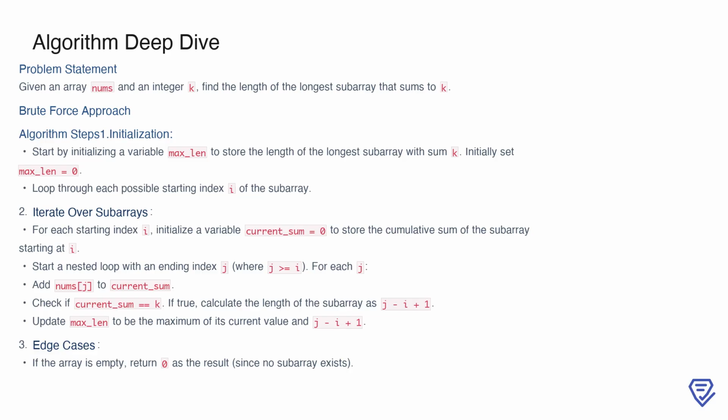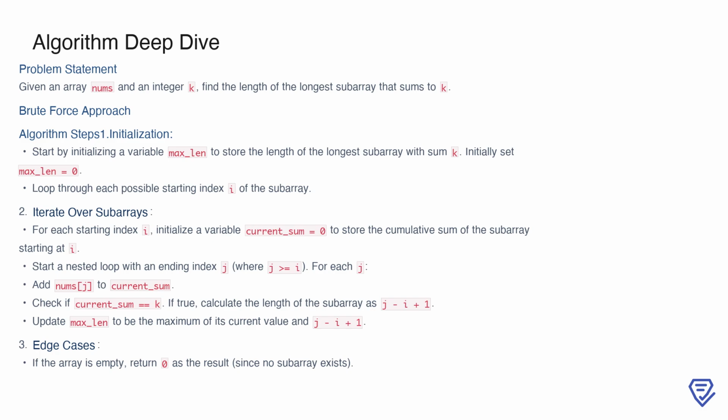To solve the problem of finding the longest subarray with a sum equal to k, let's first explore the brute force approach. We start by initializing a variable called max_len to 0, which will eventually hold the length of the longest subarray that meets the criteria. Then, we loop through each possible starting index i in the array. For each starting index, we initialize another variable, current_sum, to 0.